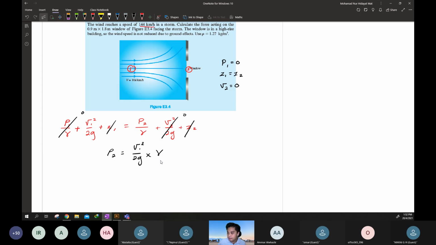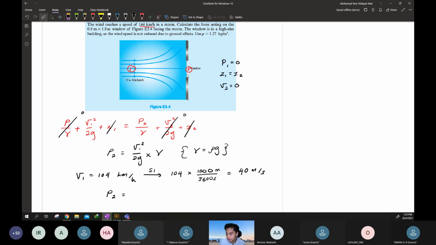V1 is given as 144 kilometers per hour. We need to convert into SI unit, which is 144 multiplied by 1000 divided by 3600 seconds. This is the conversion into meters per second. You will get 40 meters per second. Substitute into this equation: pressure 2 equals the stagnation pressure at point 2, so velocity 1, which is 40 squared, over 2 multiplied by 9.81, multiplied by gamma.